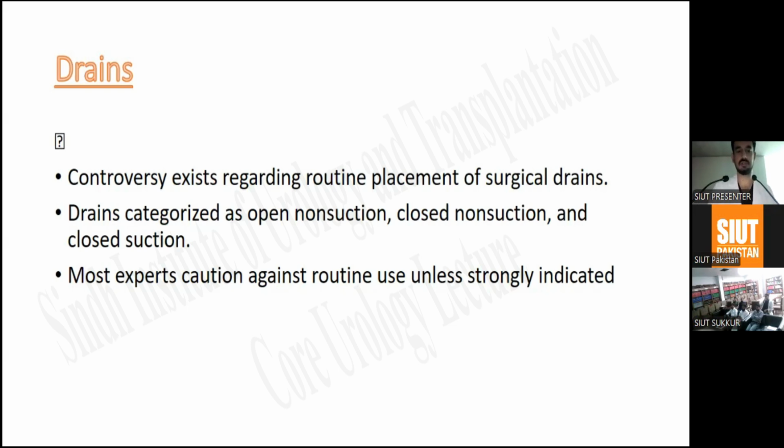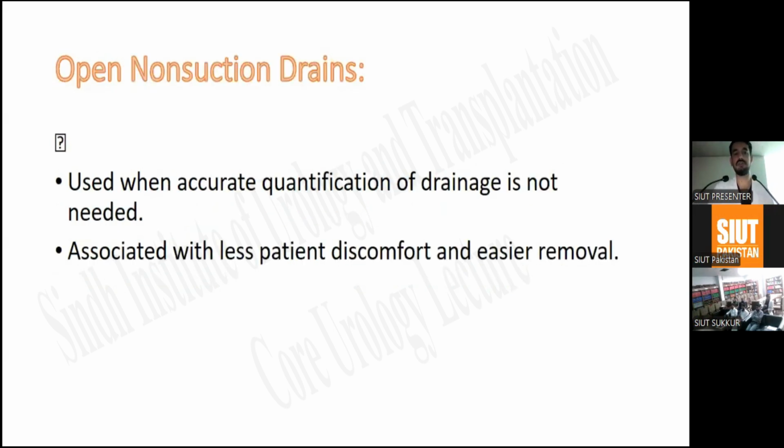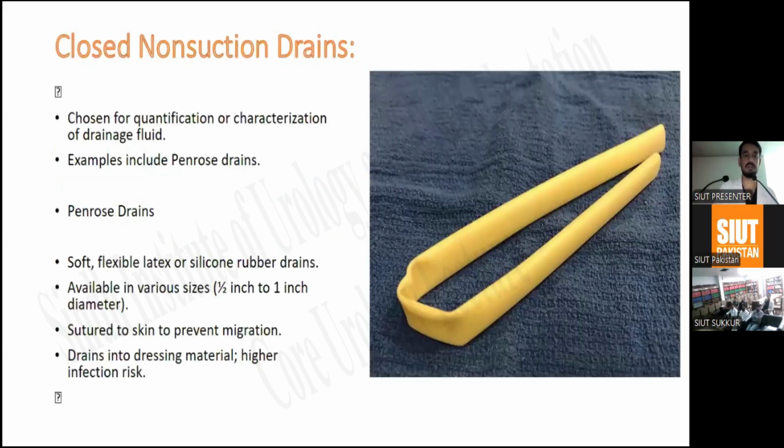Most experts caution against the routine use of drains. Open non-suction drains are used when accurate quantification of the drainage is not needed, are associated with less patient discomfort, and are easy to remove. Examples are the Penrose drain, a soft, flexible latex or silicone rubber drain available in various sizes from 1/2 inch to 1 inch in diameter. It is sutured to the skin to prevent migration. It drains into the dressing rather than any collection bag, and it is associated with higher infection rates.